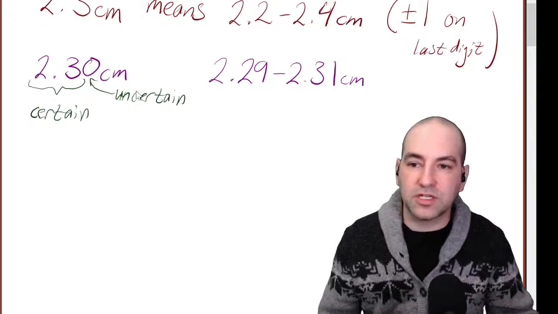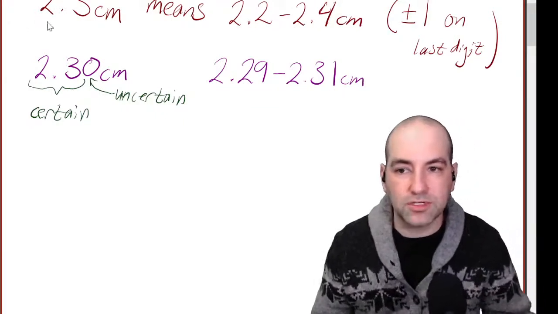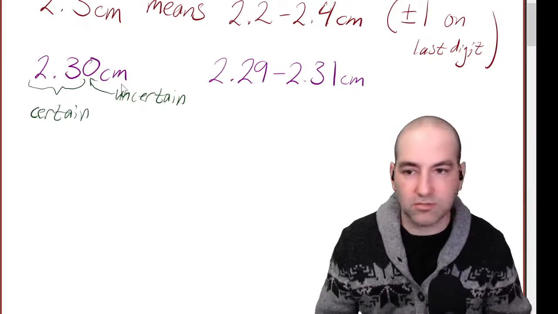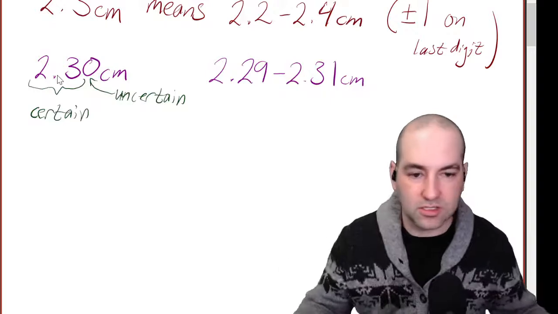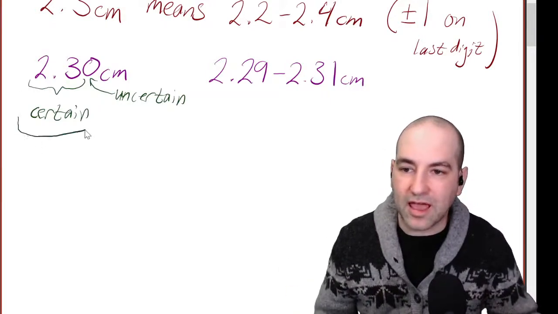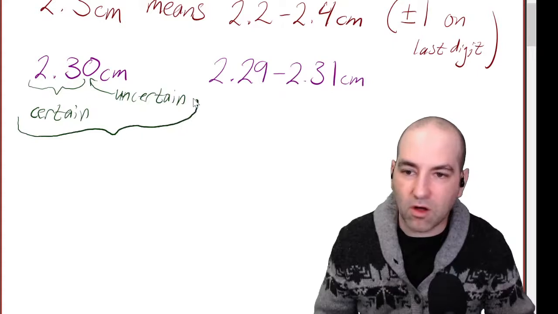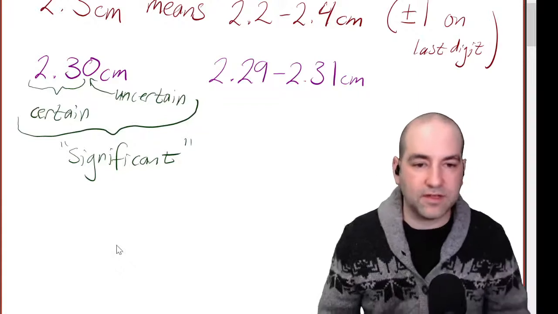So we've got our certain digits and our uncertain digit. So up here at the 2.3 measurement, the 2 would be certain and the 3 would be uncertain. So there's always just one uncertain digit, and then there can be as many certain digits as necessary. And then all of those together, the certain and the uncertain digits, are all called significant digits or significant figures.